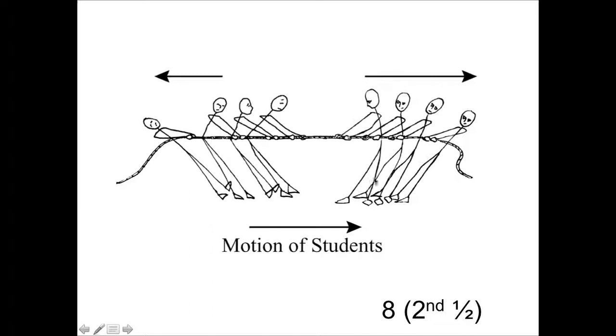And it should look like this. This side is winning, so they have more force. They're still pulling over here, but they don't have enough force to beat this side. So the motion is going to this side.